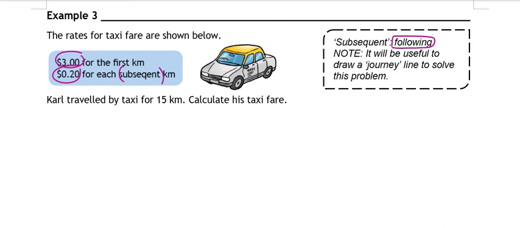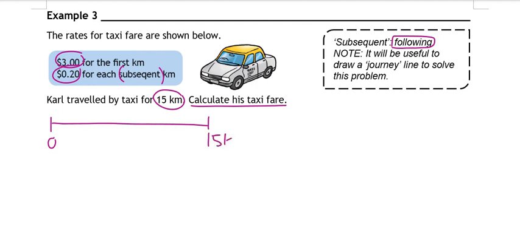Carl traveled by taxi for 15 kilometers. So your question is to calculate his taxi fare. So let's draw a journey line over here. Okay, let's have a look here. Let's say 0 is the first starting point and 15 kilometers, because here he traveled for 15 kilometers. Now let's label the first kilometer. The first kilometer here, he will have to pay $3.